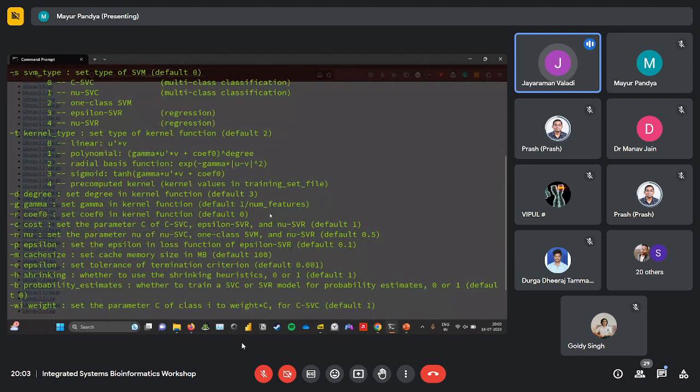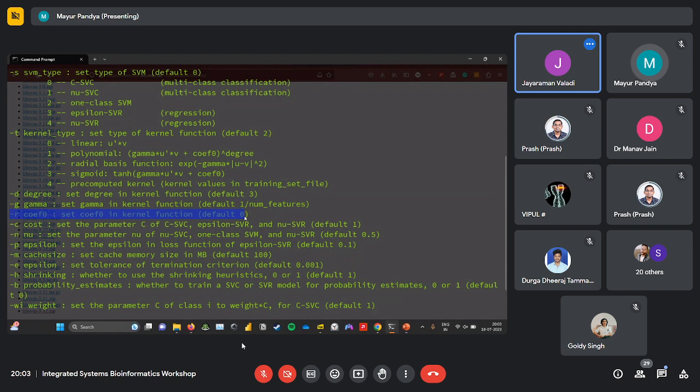The gamma is denoted by minus g. Can you show the arrow there, Mayur? Go to minus g. Down. Minus g, gamma. Yeah. Then coefficient 0 is denoted by minus r.